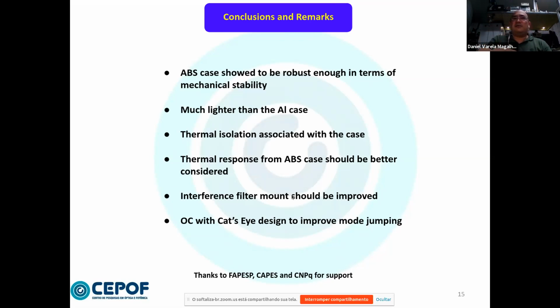The interference filter we manufactured also with the 3D printer, but we found that it's a bit touchy to align the interference filter, so we are going to change also the kind of mount, not to be printed. And the output coupler, the 30% mirror that we have in the output coupler, we are going to do it with a cat's eye design to improve these mode jumping.